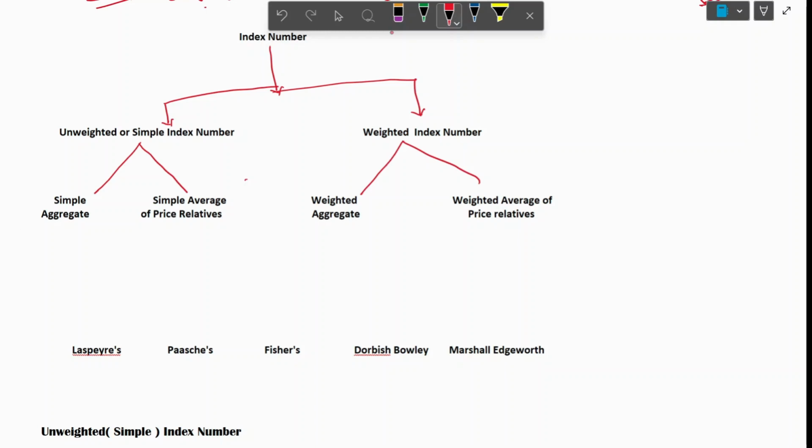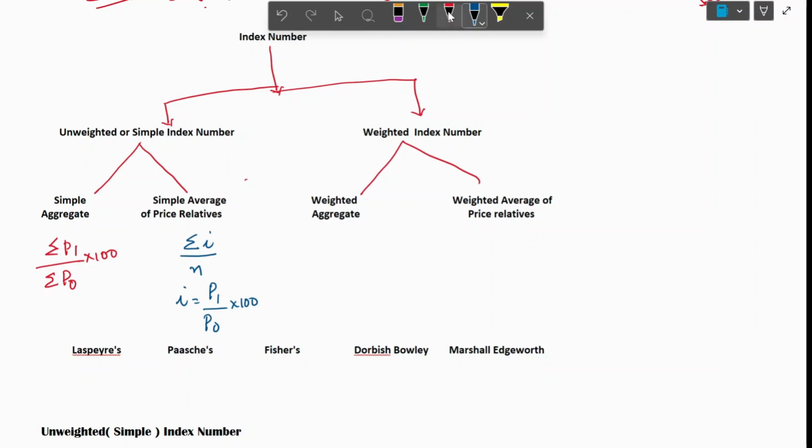Now see this formula, I'm going to write it. First, the formula for the simple aggregate index number is sigma, that is the summation of P1, divided by sigma P0, into 100. Therefore, this is the formula for calculating the simple aggregate index number. The next one is the simple average of price relative index number. The formula is summation of I divided by n, where I equals P1 divided by P0 into 100. What is P1? P1 is the price in the current period and P0 is the price in the base period.